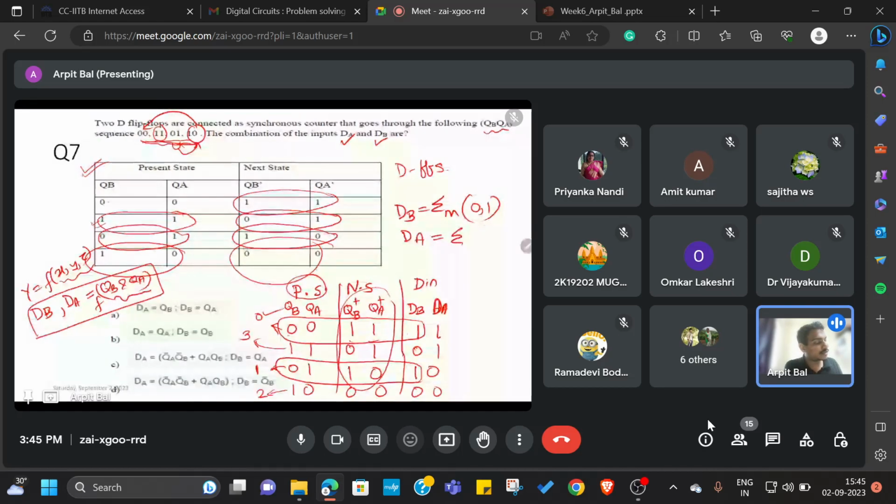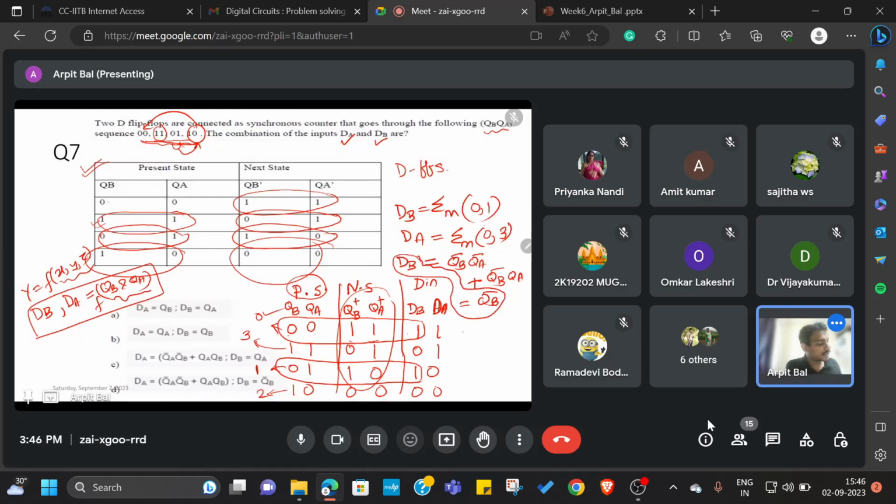So dA is equal to summation of 0 and 3. Okay, so now let us write out the equation. dB is equal to, if it is 0 0, it means QB bar QA bar, plus 0 1. So 0 1 means QB bar and QA. If I take QB bar common, then I am left with QA plus QA bar. So X plus X bar is 1, right? So this will be QB bar. So dB is QB bar.